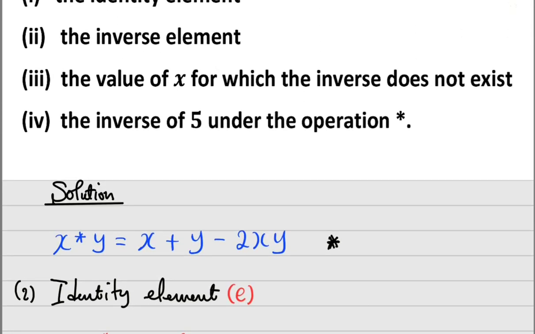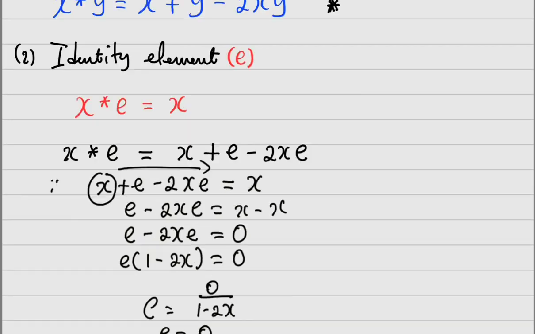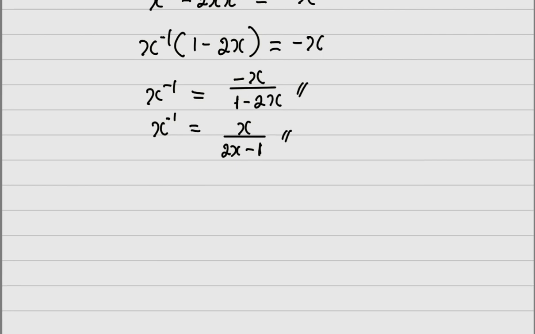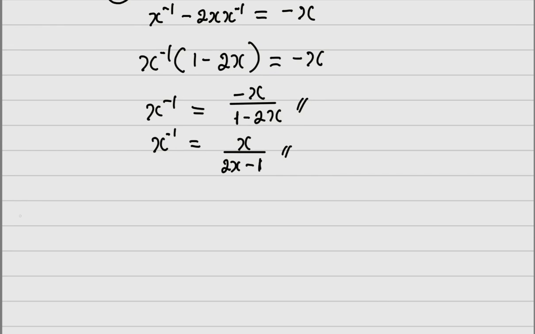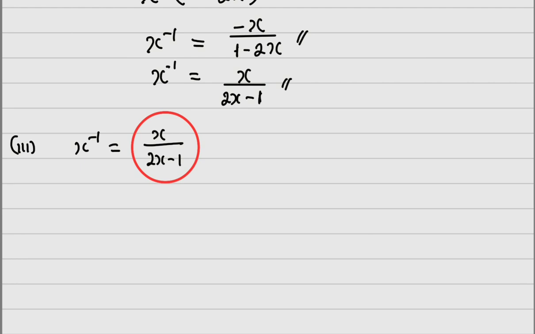Okay, the third question says we should find the value of x for which the inverse does not exist. Now, basically, when you have an algebraic fraction like that, let me write it, Roman figure 3, x inverse equals x all over 2x minus 1. Now, this is the fraction I'm talking about. For it not to exist, it means that the denominator must be equal to 0. Remember, anything divided by 0 automatically becomes undefined, that is, does not exist.